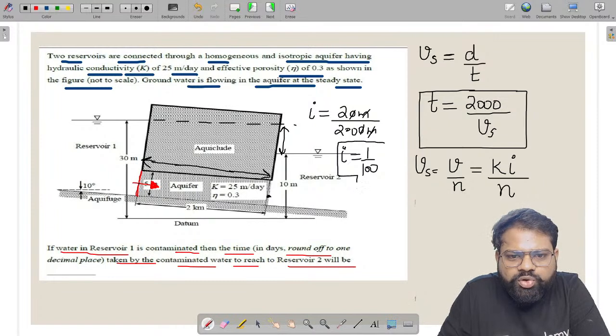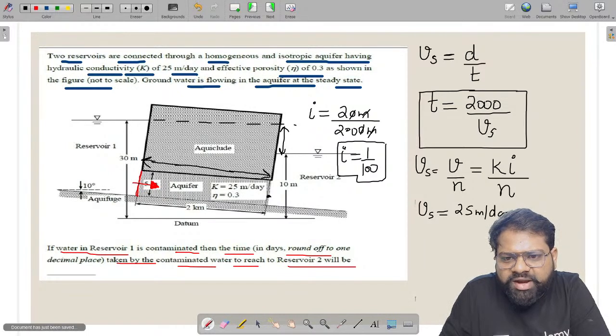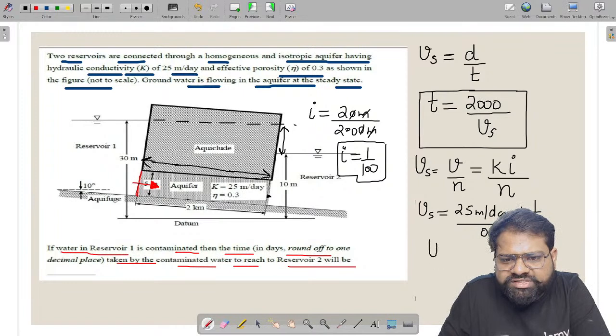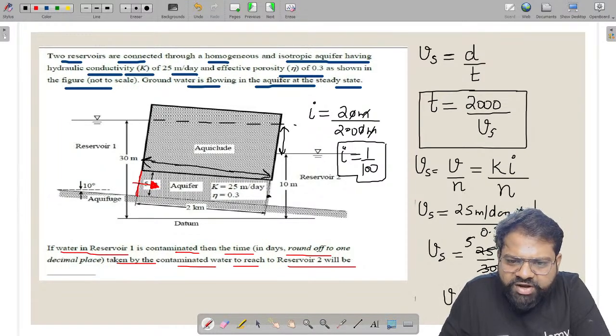Hydraulic gradient will come out to be 1 by 100. From here we can find the seepage velocity. Permeability is 25 meter per day, multiplied by hydraulic gradient 1 by 100, and the porosity is equal to 0.3. So the seepage velocity will come out to be 25 divided by 30 meter per day. 5 5s are 25, 5 6s are 30. So the seepage velocity comes out to be 5 by 6 meter per day.